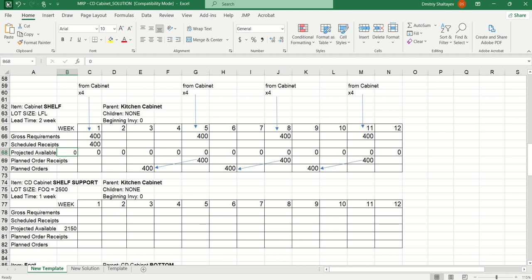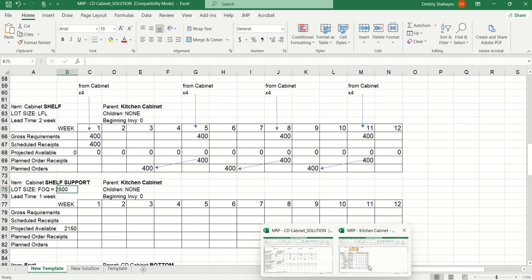Okay, cool. And let's do the last immediate child of the CD cabinet and kitchen cabinet, right? It's not CD cabinet. Okay. That would be shelf support. We did discuss the reasons why it's 16, right? So let's go back to the, so here I have fixed ordering quantity 2,500 units and lead time is 1 week.